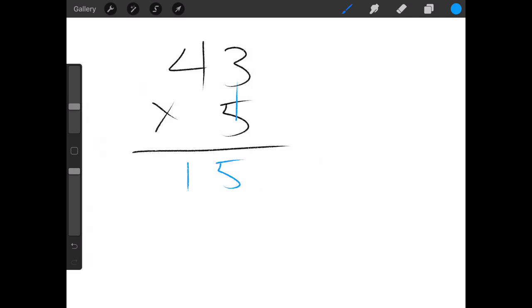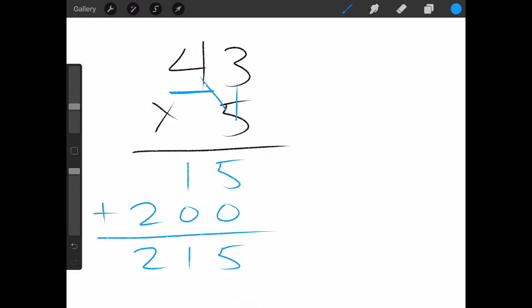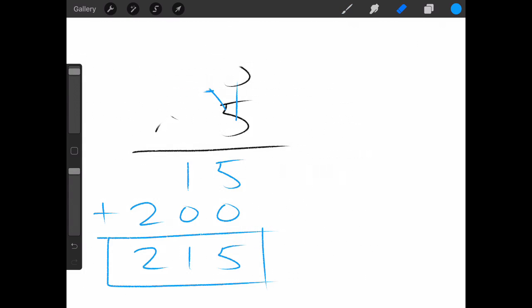After we've done 5 times 3 to get 15, we're going to do 5 times 4. But remember that this 4 is actually in the tens place, so it's really a 40. So 5 times 40 is going to give us 200. That's mental math that the kids can do. They would just think, well, I know 5 times 4 is 20, so 5 times 40 with an extra 0 placeholder is going to be 200. We have our two partial products, and we just add them together to get our final product. Just like that.